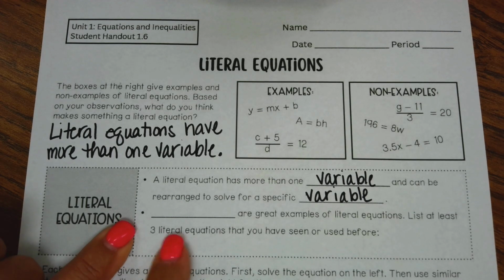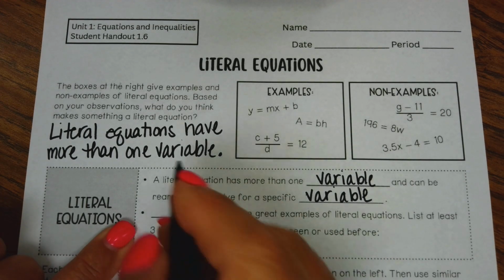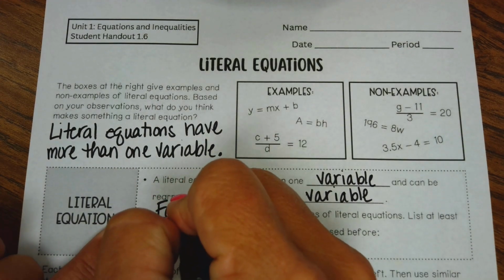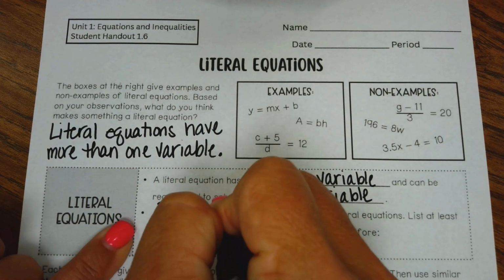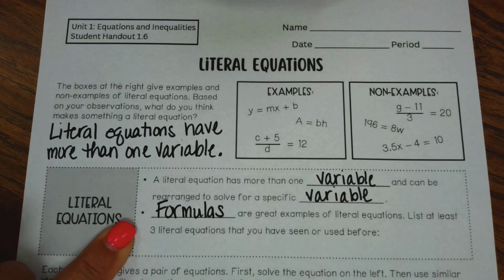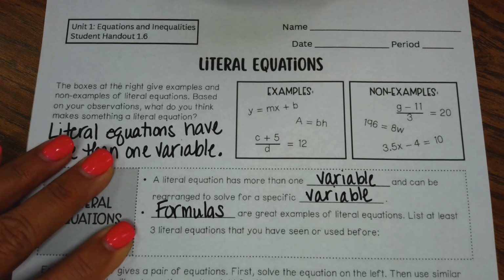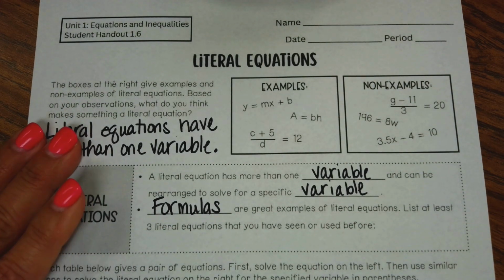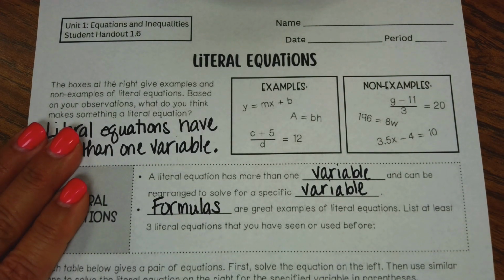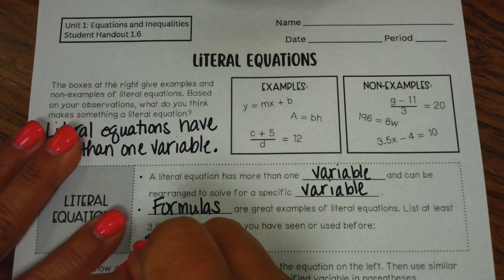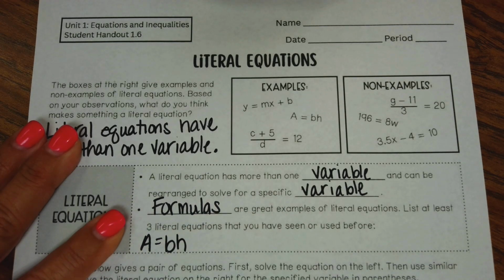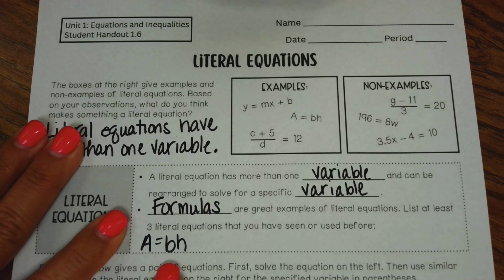Okay, all right. So what are great examples of literal equations? Well, those are formulas. All the formulas you've learned for perimeter and area and volume and surface area, those are great examples of literal equations. So we want to list at least 3. Now there are a bunch that you could list. So I'm just going to talk about 3 and then maybe you can think about some other ones. So I already talked about area. So we're going to say area equals base times height. This is how you find the area of a rectangle.